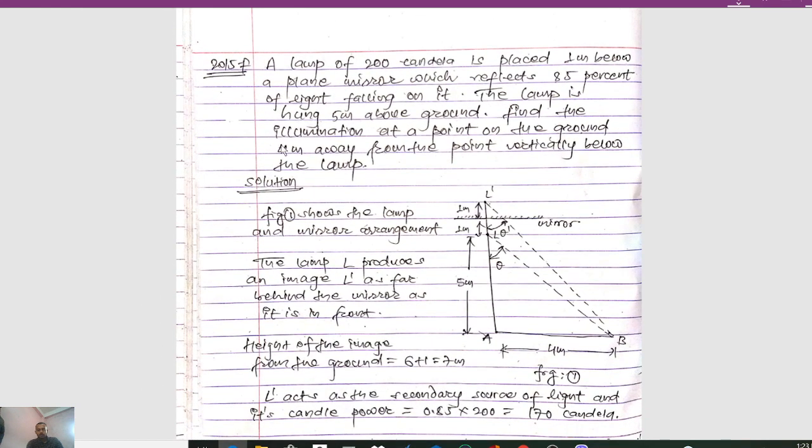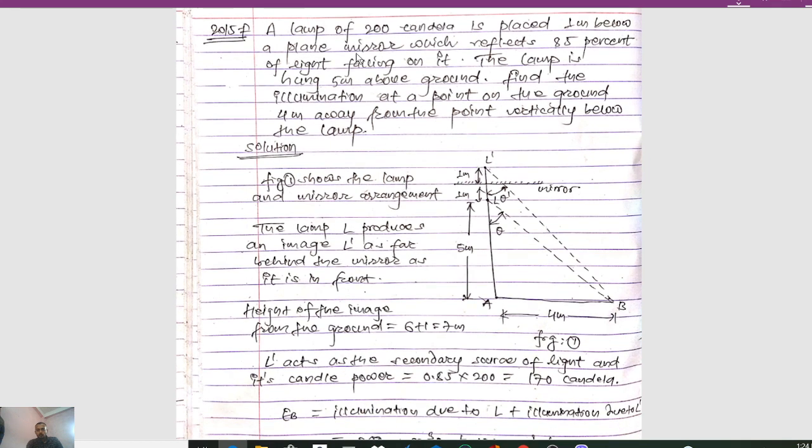And another important numerical is here: a lamp of 200 candle power is placed 1 meter below a plane mirror which reflects 85% of the light falling on it, and the lamp is hung 5 meters above the ground. Find the illumination at a point on the ground 4 meters away from the point vertically below the lamp.